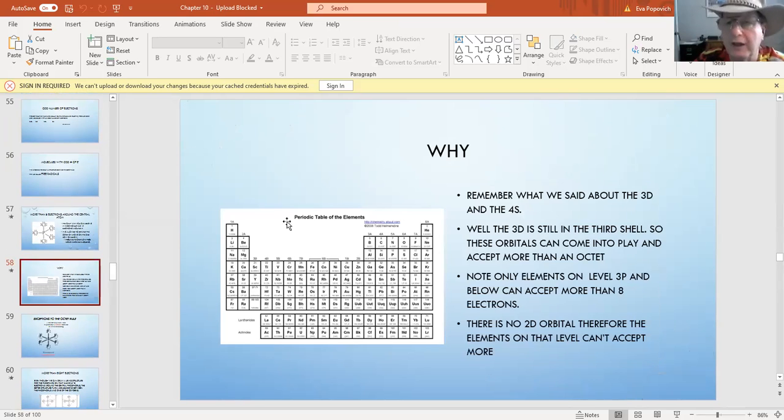Now, the reason for that, Cassidy, do you see the elements that are on the third level? If the n equals 3, that means you can have d, p, and s electrons. So the third level does have d orbitals. Second level does not. So anything beyond the second level, these compounds can accept more than 8 electrons. Does that make sense, Cassidy? Yeah, it does.